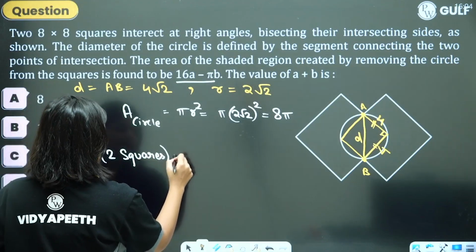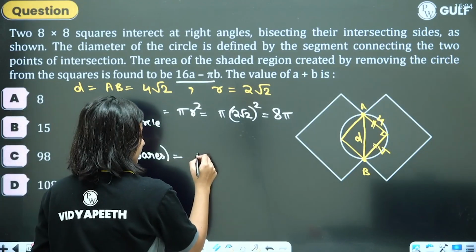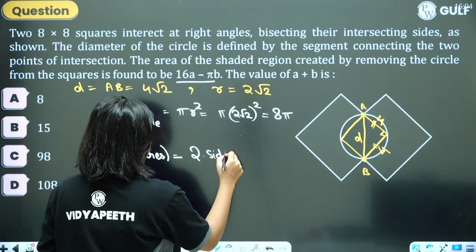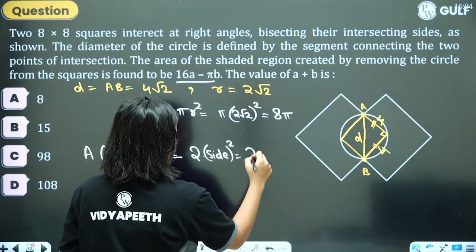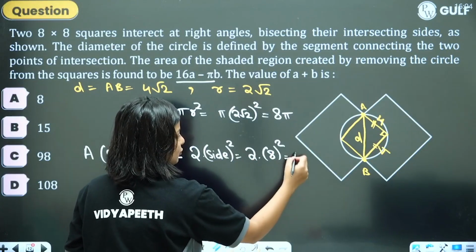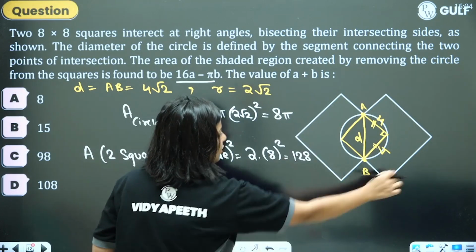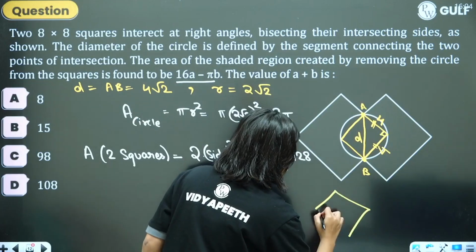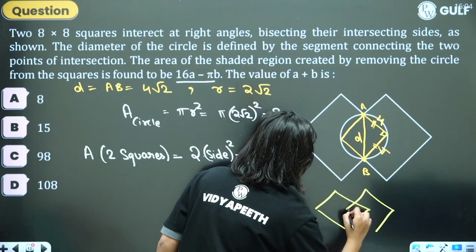Area of 2 squares will be, area of a square is side square, but 2 times side square, which is 2 times side is 8. 8 square is 64, 2 times 64 is 128. The total area of 2 squares is 128. Pay attention again. The total area of 2 squares is 128.